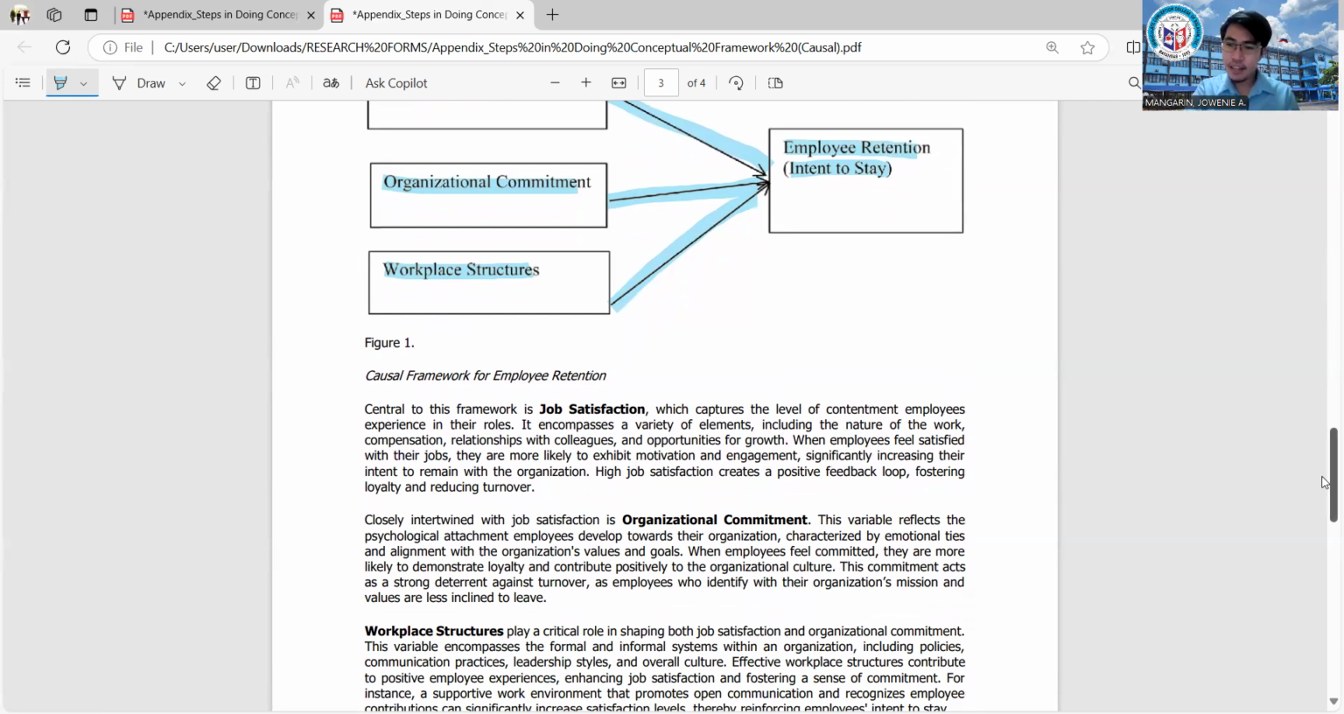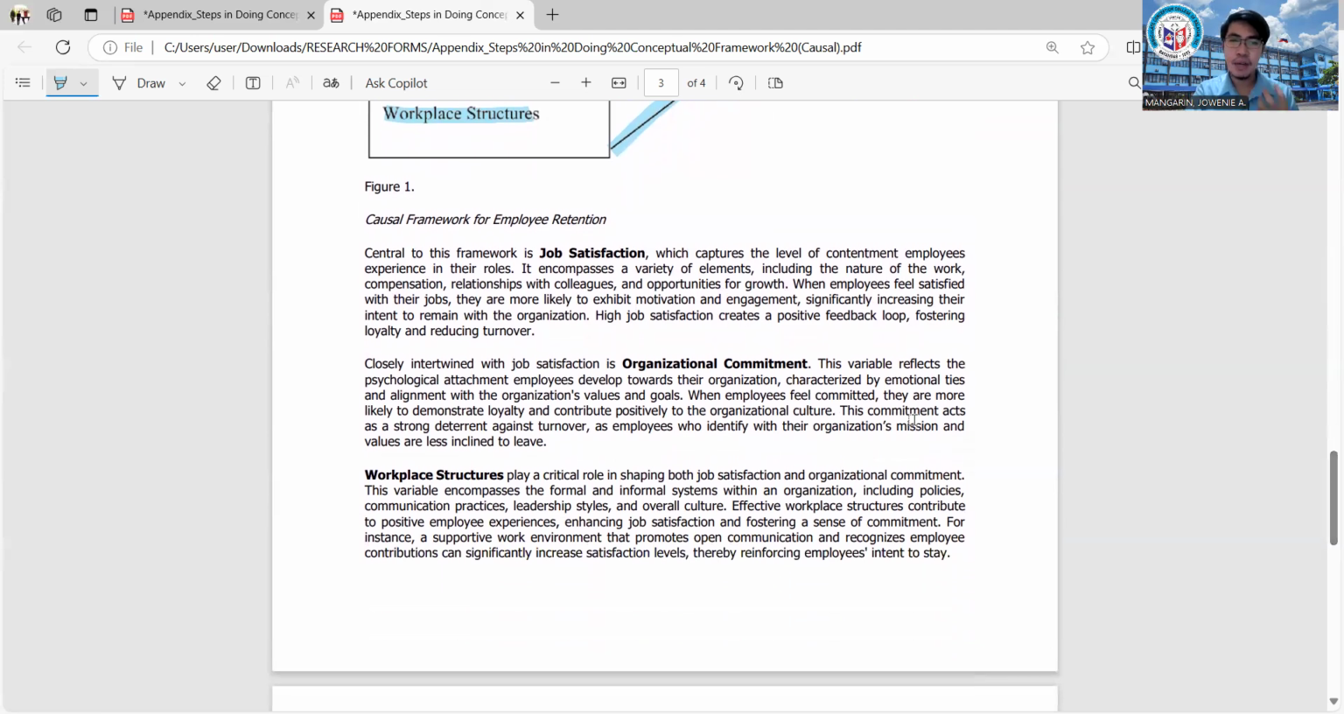The first thing that the researchers did is that they explained what is being in the center of this framework, which is job satisfaction. They explain the context of job satisfaction. Ano ba yung ibig sabihin ng job satisfaction? What are the factors that might affect the job satisfaction na technically mame-mention or matatouch din sa kanilang study.